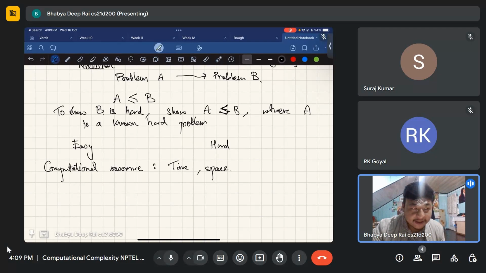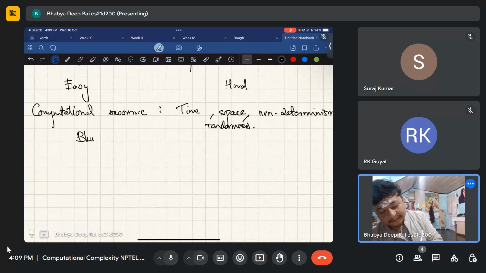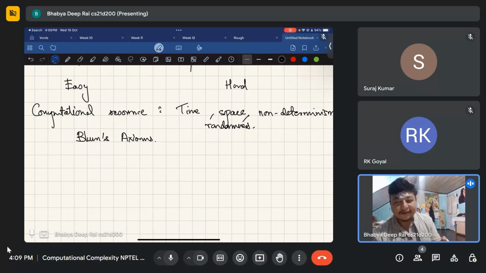But complexity theory does not only treat time and space as supreme. We have non-determinism, which is also a resource. We have randomness, which is also a resource. You can take several examples, and you can look into something called Blum's axioms, by Manuel Blum. Most computational resources follow Blum's axioms.